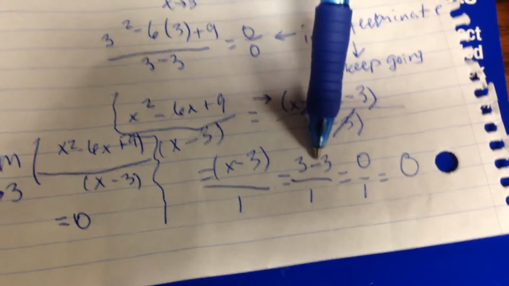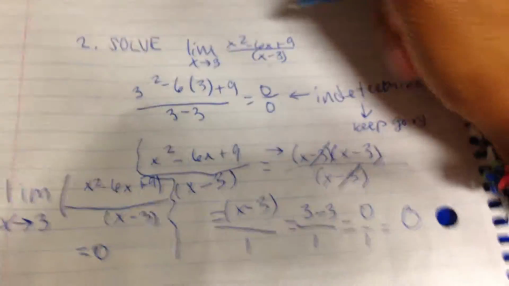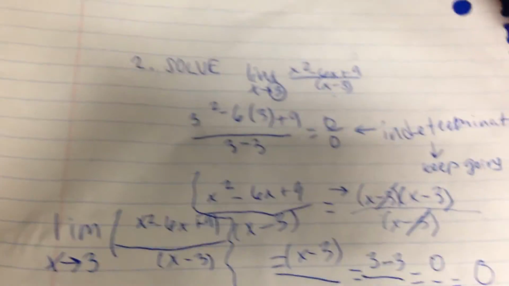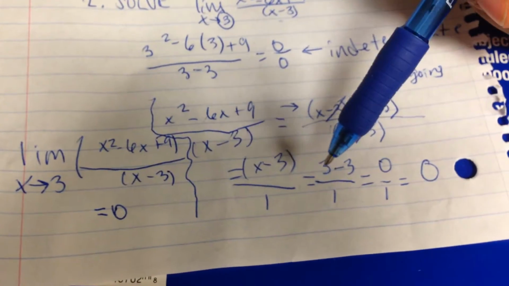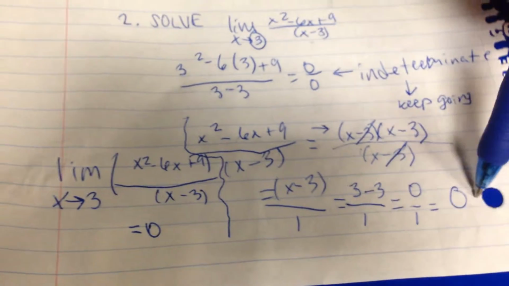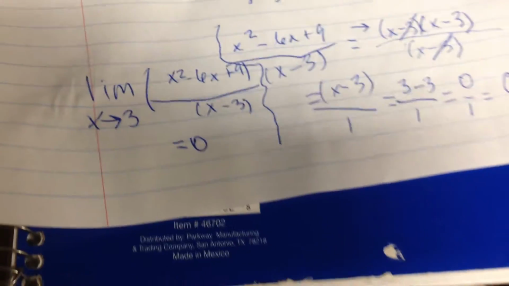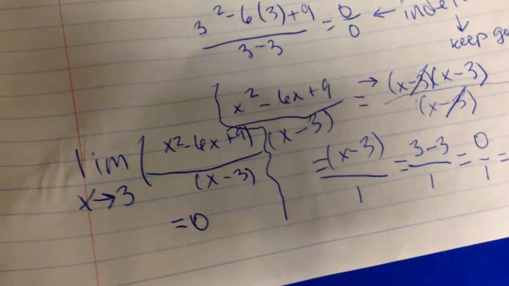You plug in the 3 from the original problem to find the limit, and you end up with 3 minus 3 over 1, which equals 0 over 1, which equals 0. So, the limit as x approaches 3 of x squared minus 6x plus 9 over x minus 3 equals 0.